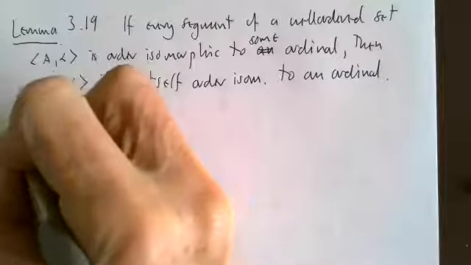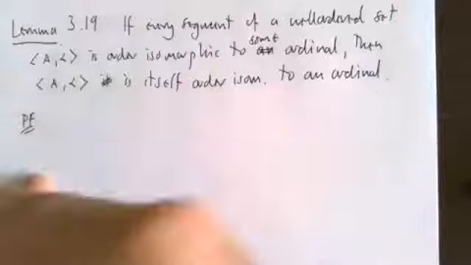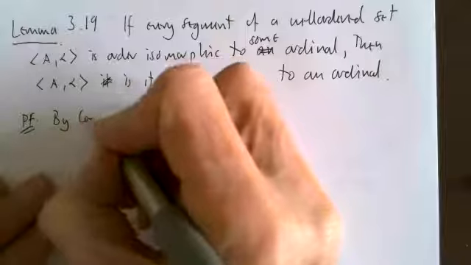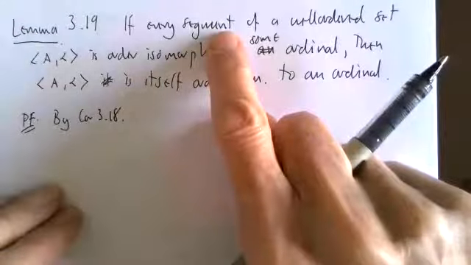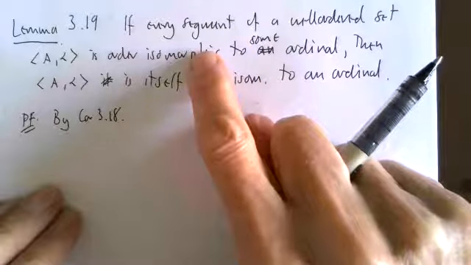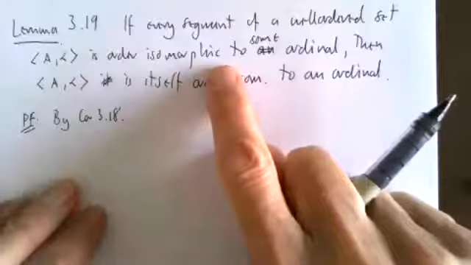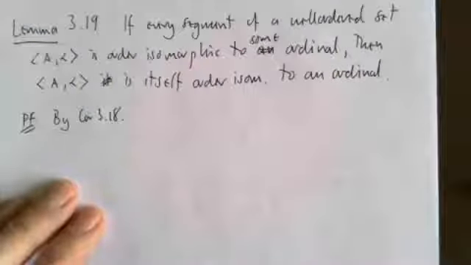So, proof. Right, by corollary 3.18, if any initial segment of the well-ordered set is order isomorphic to an ordinal, it's order isomorphic to at most one ordinal. So we can define a function which goes from initial segments of A to the ordinals isomorphic to those initial segments.